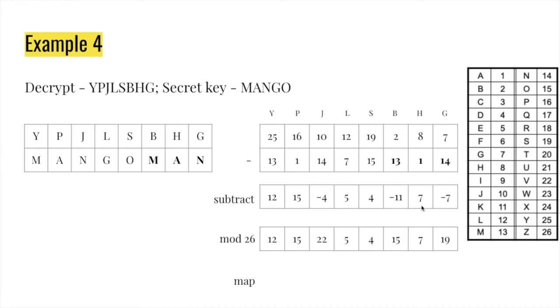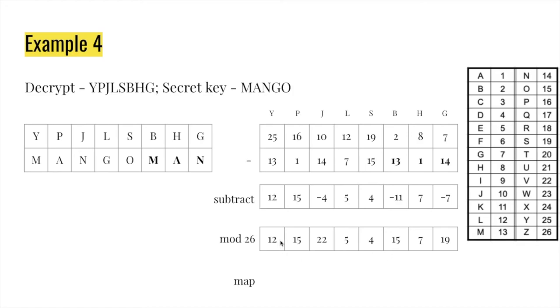Now 7 mod 26 gives us 7, and minus 7 mod 26, as we calculated in example number 2, gives us 19. So finally we have our decrypted message, and now we just need to map it to its corresponding alphabets.